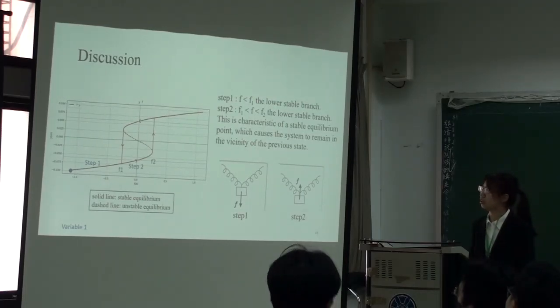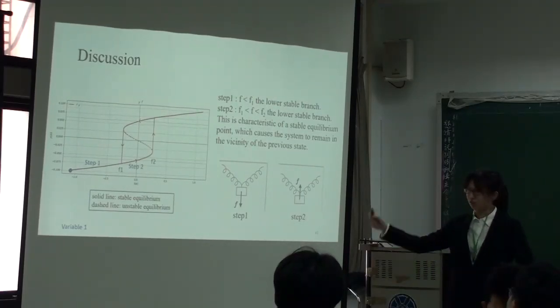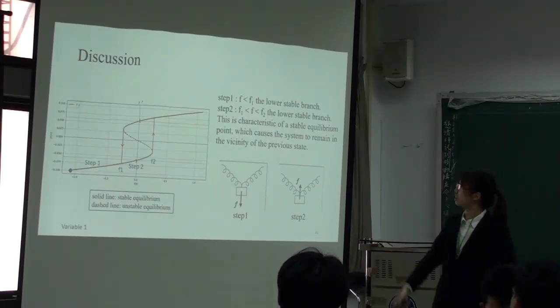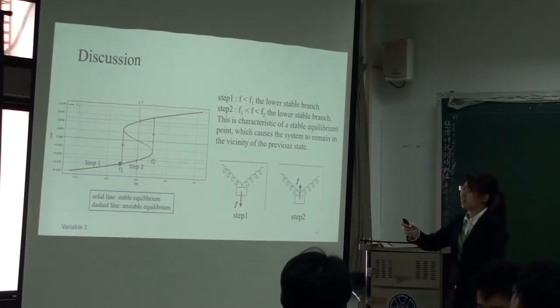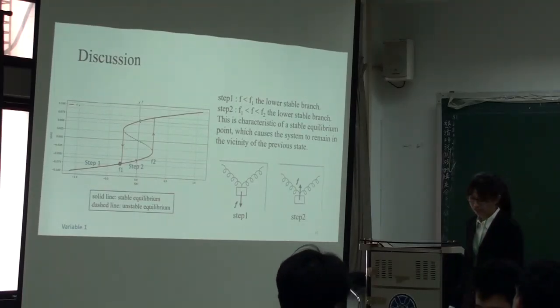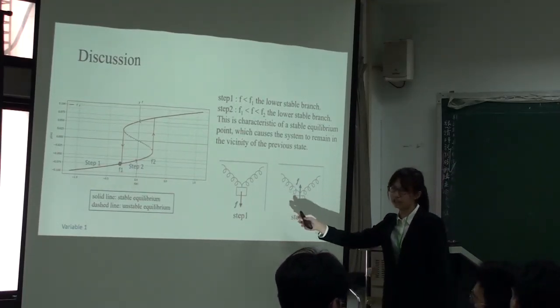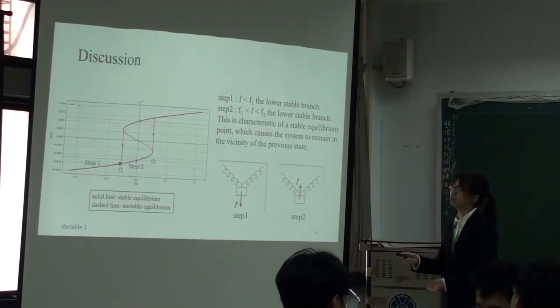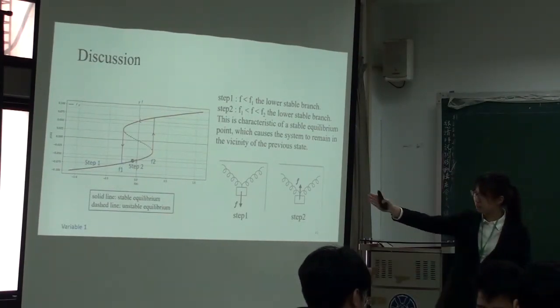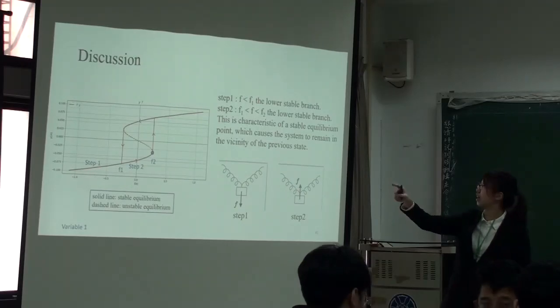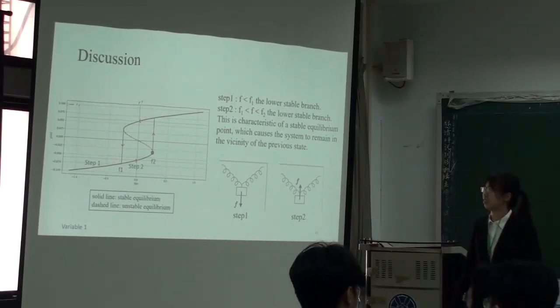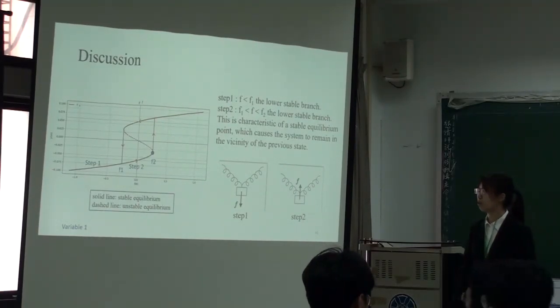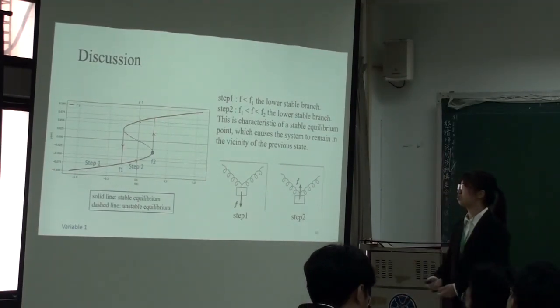So this is our discussion. Imagine starting out from f smaller than f1, in this range. It stays at the lower stable branch, and when you look at the system, it will look like this, in a V shape. However, when we keep increasing f, and now f is bigger than f1 but smaller than f2, it will still stay at the lower stable branch. This is a characteristic of a stable equilibrium point. It causes the system to remain in the vicinity of the previous state.